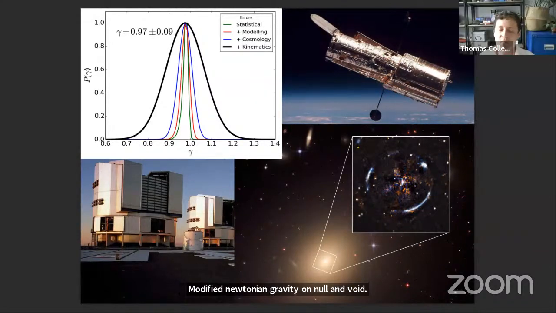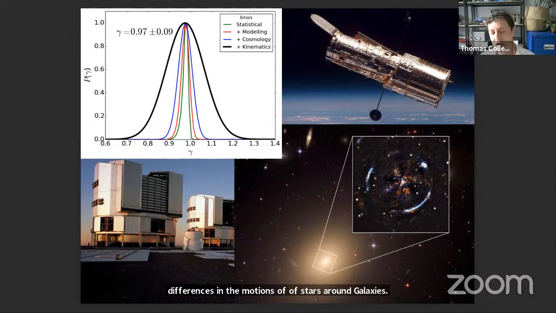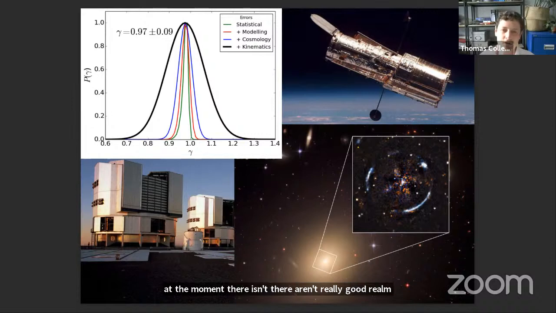So it's complicated. Typical modified Newtonian gravity is really trying to explain differences in the motions of stars around galaxies. Most of them are introduced to explain away dark matter rather than dark energy. At the moment, there aren't really good relativistic formalisms for a lot of these modified Newtonian dynamics, and so it's hard to know what they actually predict for the amount of lensing.